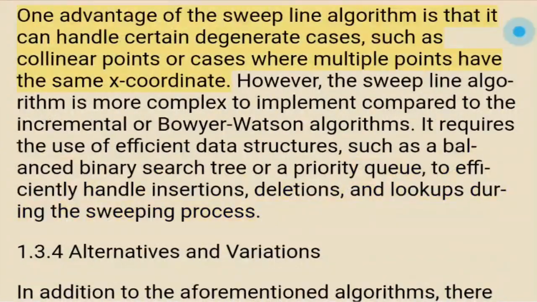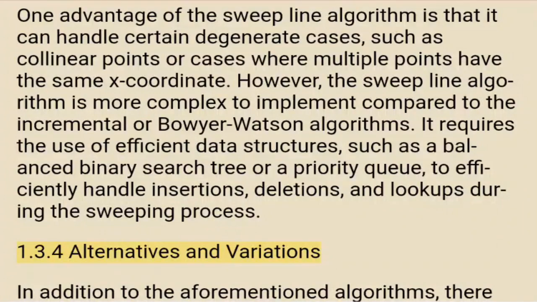across the points. The sweep line algorithm has a time complexity of O(n log n), making it suitable for large datasets. One advantage of the sweep line algorithm is that it can handle certain degenerate cases, such as collinear points or cases where multiple points have the same x-coordinate. However, the sweep line algorithm is more complex to implement compared to the incremental or Bowyer-Watson algorithms. It requires the use of efficient data structures, such as a balanced binary search tree or a priority queue, to efficiently handle insertions, deletions, and lookups during the sweeping process.